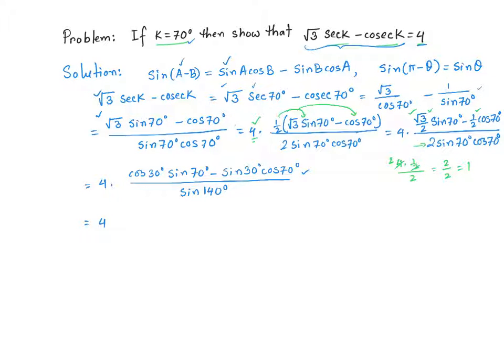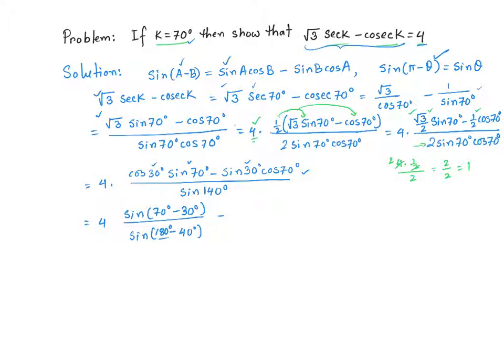Now this is sine 70 cosine 30 minus sine 30 cosine 70, which is by the way the same as sine of 70 degrees minus 30 degrees. Now in the denominator, sine of 140, which I'm going to write like this, sine of pi minus theta. So 140 is sine of pi minus 40 degrees, right? I technically mixed things up here, so let me clean it up a little bit. Instead of pi, I put here 180 degrees to be consistent, since everything else is in degrees.